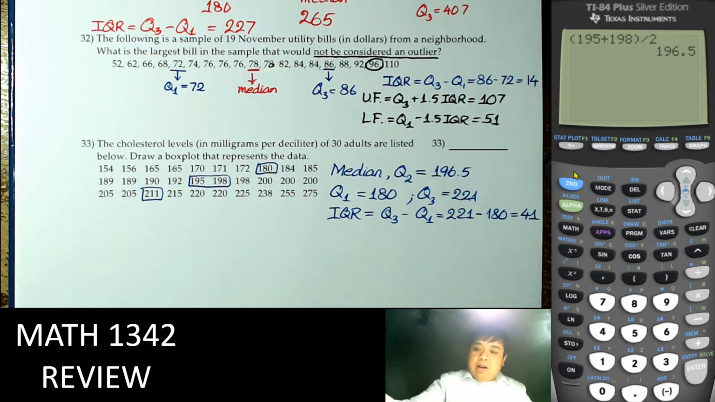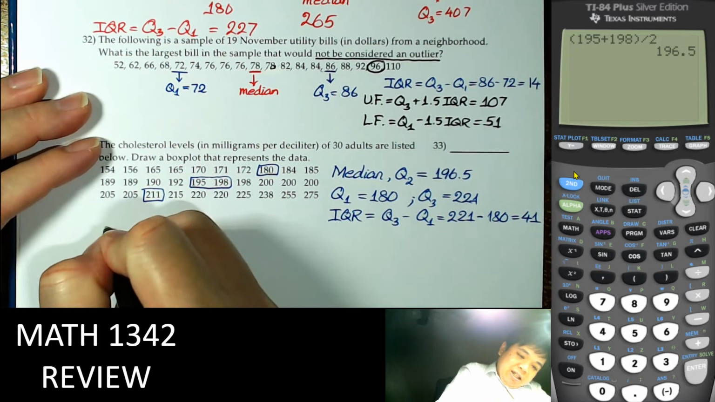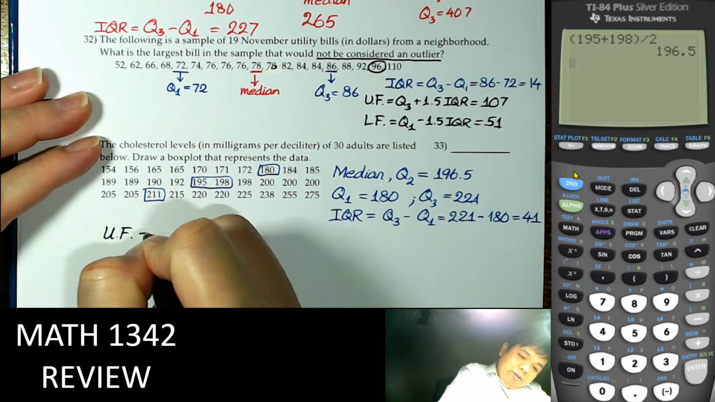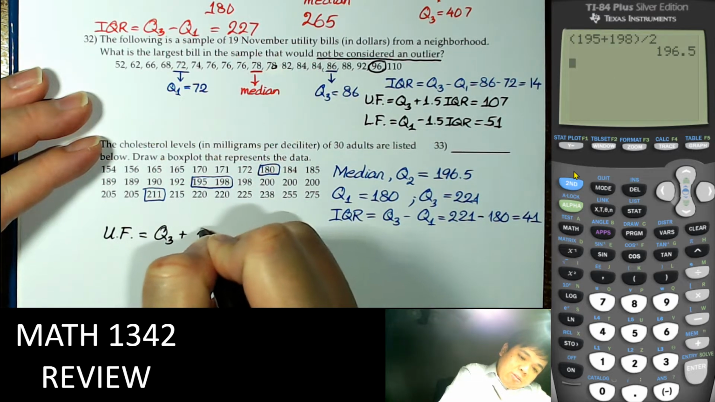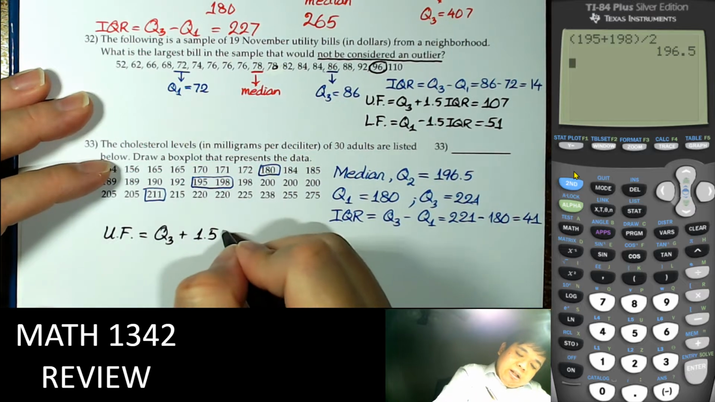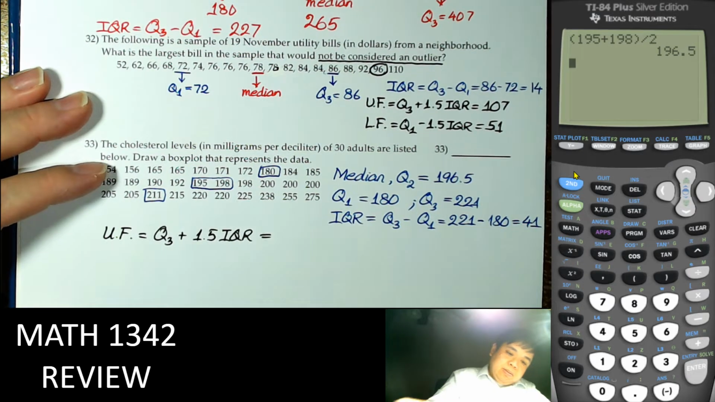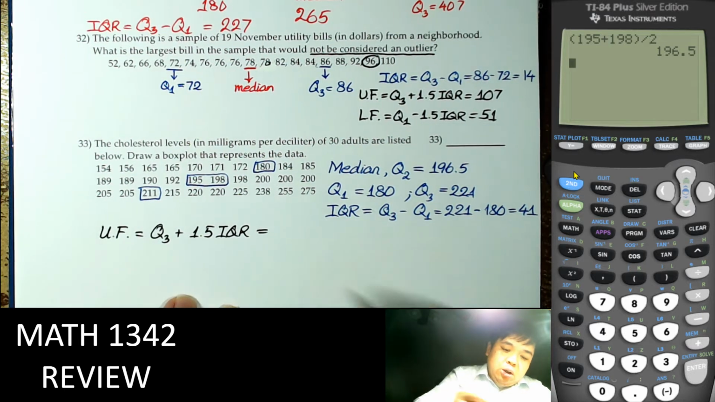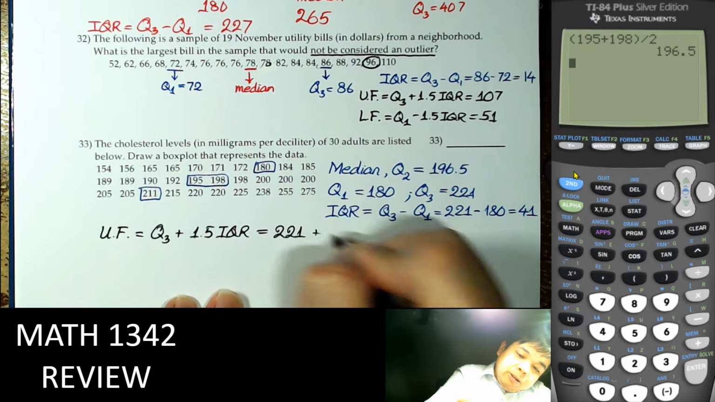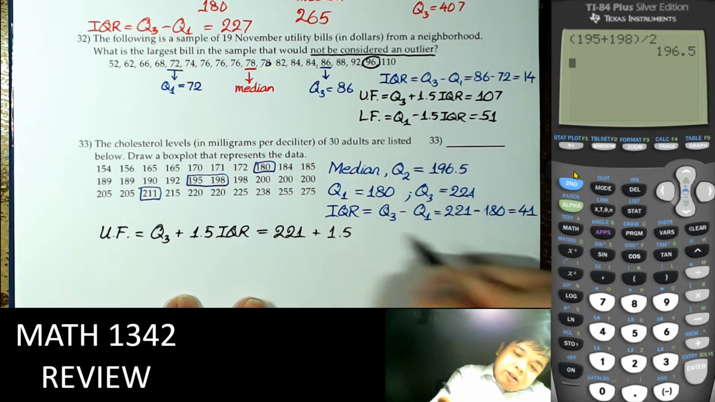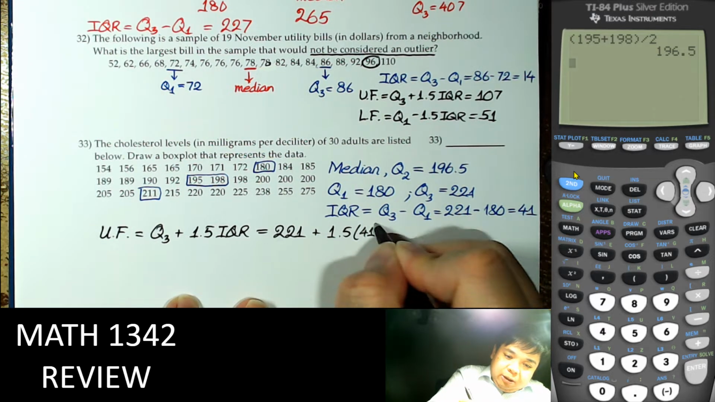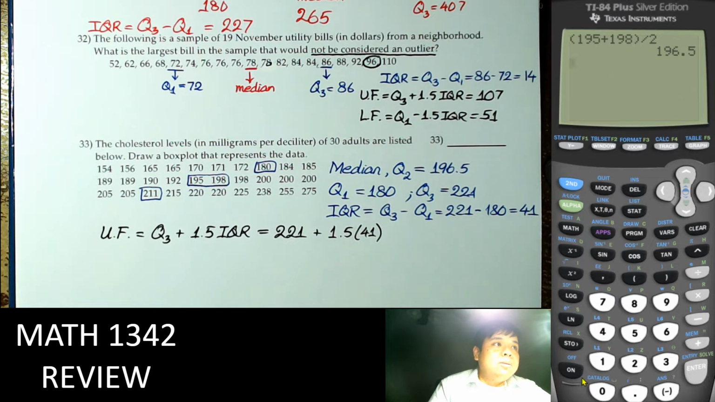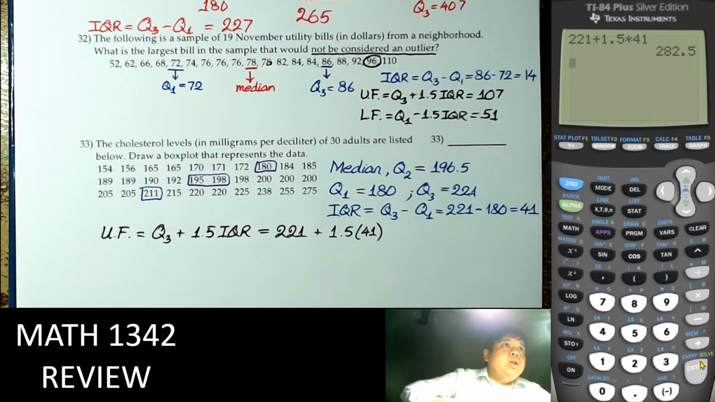Right, next, the fences. The upper fence will be the third quartile plus 1.5 times the interquartile range. So 221 plus 1.5 times 41 is 282.5.